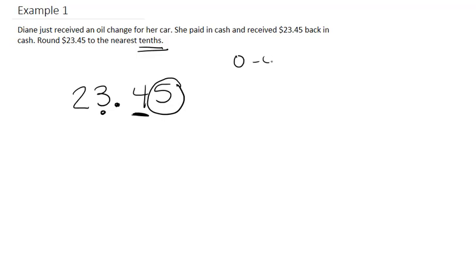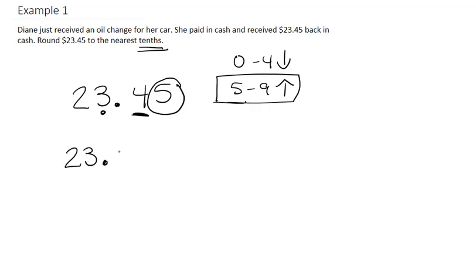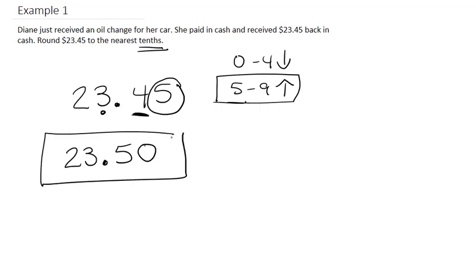And our rules are 0 to 4, we round down. 5 to 9, we round up. So for this number, we can see that the 5 is in this range. So we're going to round up the 4. So we have 23.5, as the 4 became a 5, and then anything after we make a 0. So if we were to round this, this would be $23.50 for rounding to the nearest tenths.